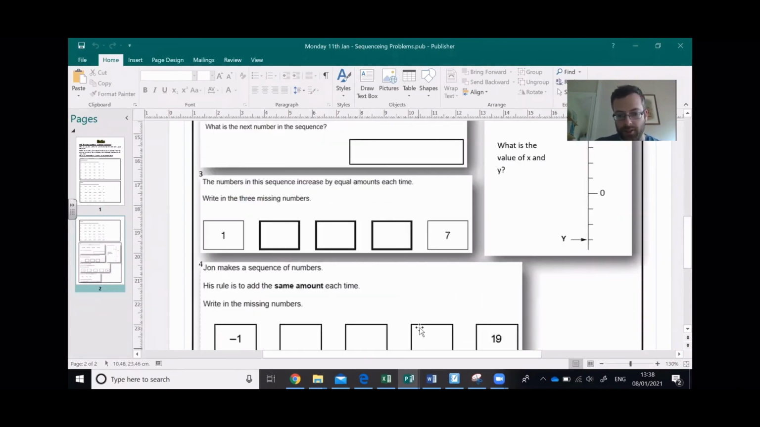Now I can stop sharing my screen. And I think you've got all of the information that you need to be able to do this maths lesson.